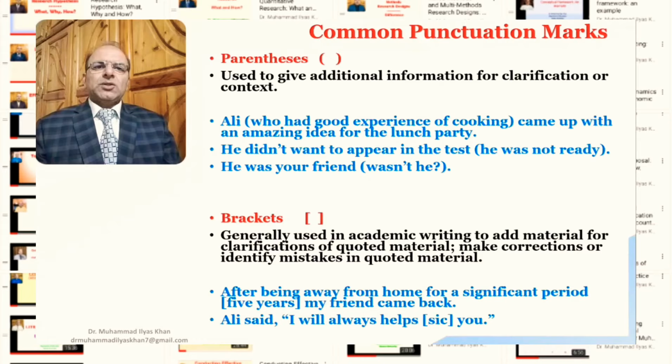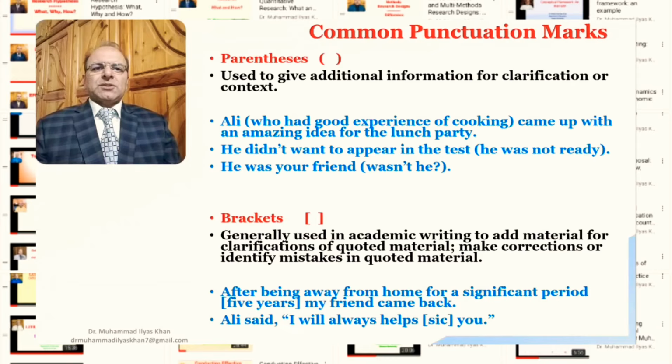He didn't want to appear in the test. And so we want to give some reason for it. So we put a parenthesis. He was not ready. And the last one, where we want to give some context. He was your friend, and then wasn't he? So these are the uses of parentheses.